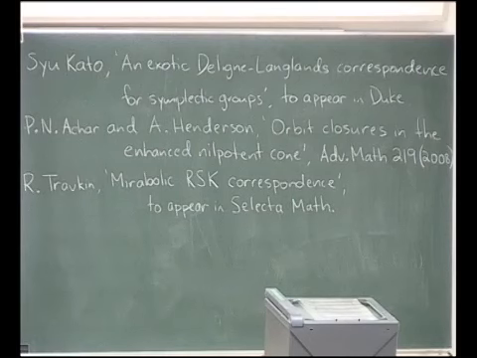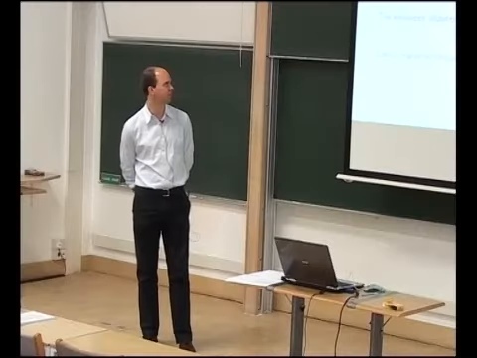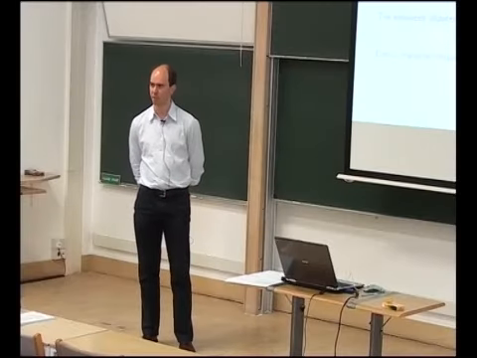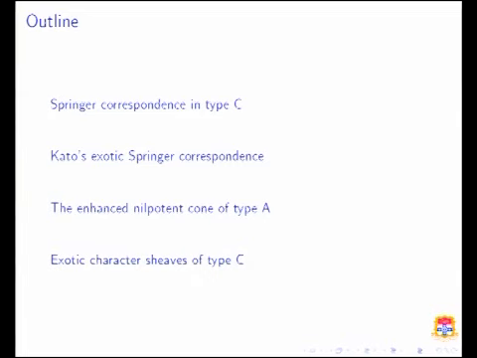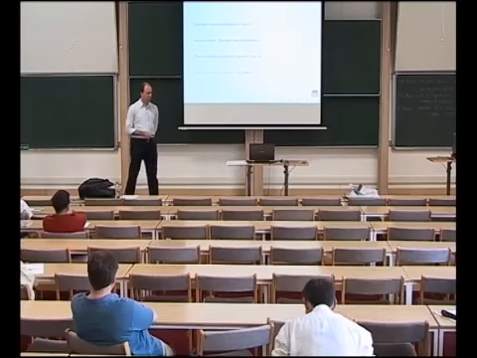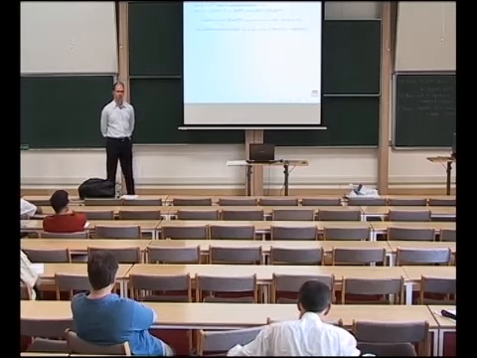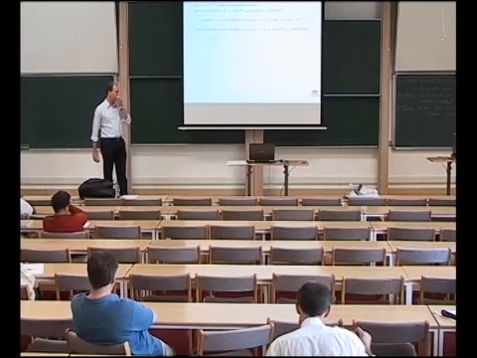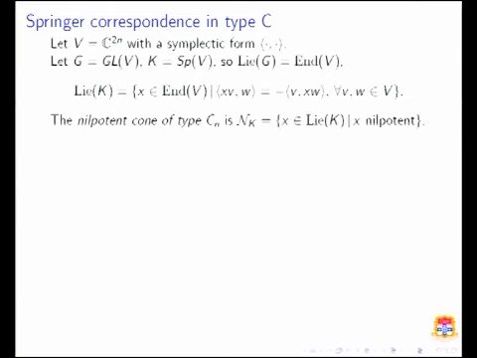So the plan for the talk, which hopefully won't run for too long, is that first I'll be talking about the Springer correspondence in type C to remind you of how things work or worked in the classical, so to speak, picture. Then I'll talk about Kato's exotic version of this, and then the enhanced nilpotent cone, which is what Pramod and I studied, and how it relates to Kato's geometry. And I'll conclude with some more speculative remarks about a possible theory of exotic character sheaves of type C and what that might mean.